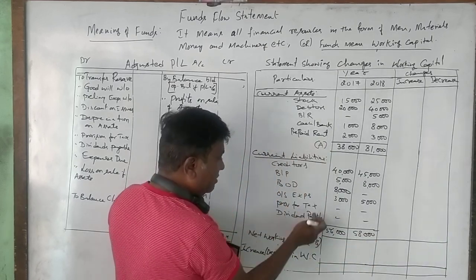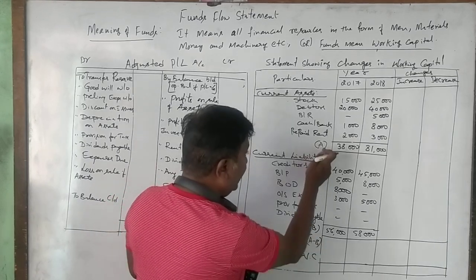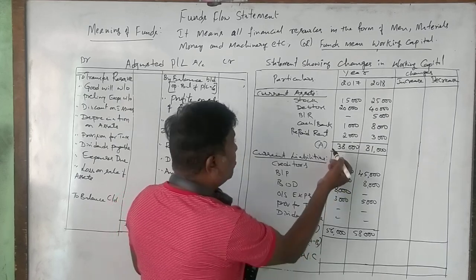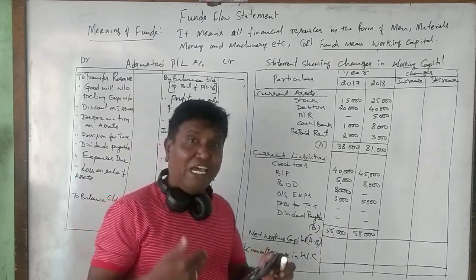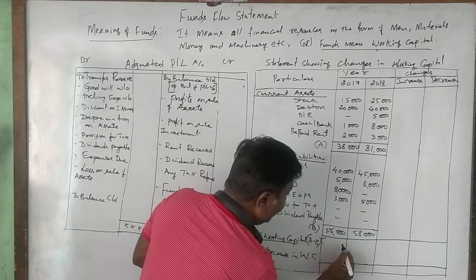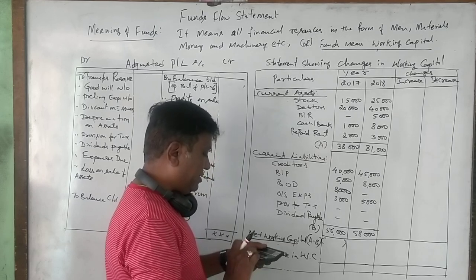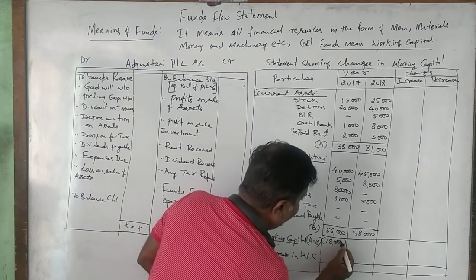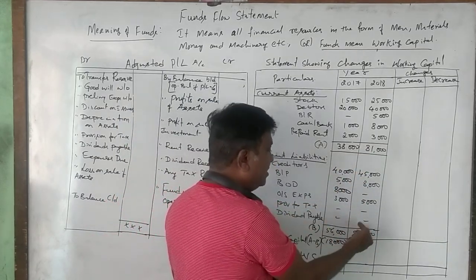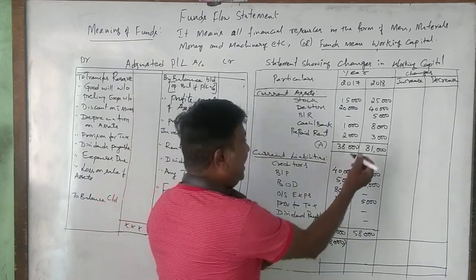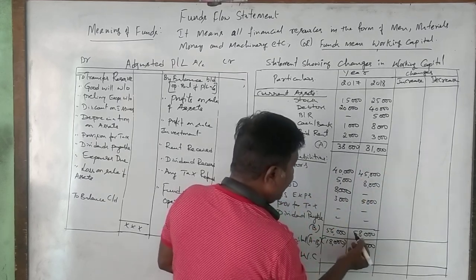Now, current assets minus current liabilities, A minus B, is called what? Net working capital. A minus B equals net working capital. Current assets in 2017 is 38,000 and current liability is 56,000. Current liability is more, which means you are getting a negative net working capital. I will write it in brackets. So 56,000 minus 38,000, you will have 18,000 rupees of negative net working capital. But here there is a positive, because current assets are more and current liabilities are less. Now 81,000 minus 58,000 is 23,000.